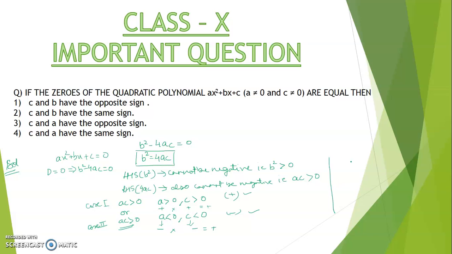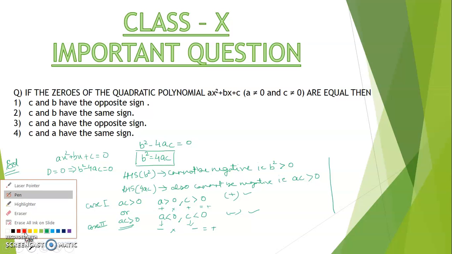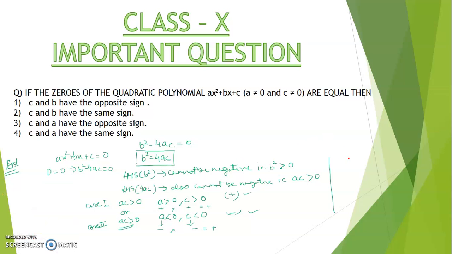Let me change the ink so it will be easy for you to differentiate. Now suppose I write x square is equal to 10 AC. It can be anything, I'm just telling for example. This means x square. Whenever you have a square, this means it cannot be negative. Square of any number is not negative.